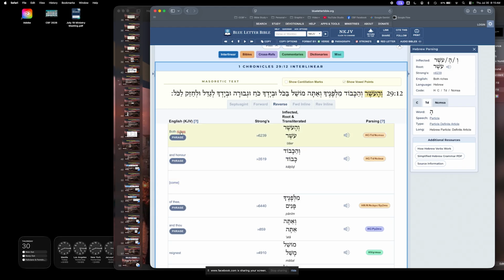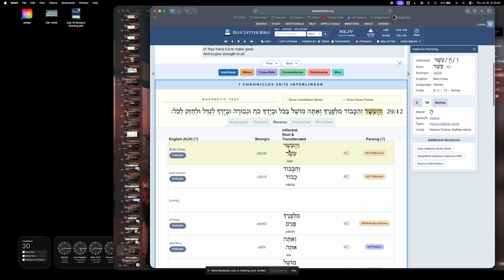And when you hover over a word here, notice the moment I hover over a word here, it highlights it up on top. Same thing. So if I highlight it here, notice that my word up on the top becomes yellow. So we know where this word is in my Hebrew sentence. So this word, both riches, is right there at my first word. What is the word? Let's take a look.